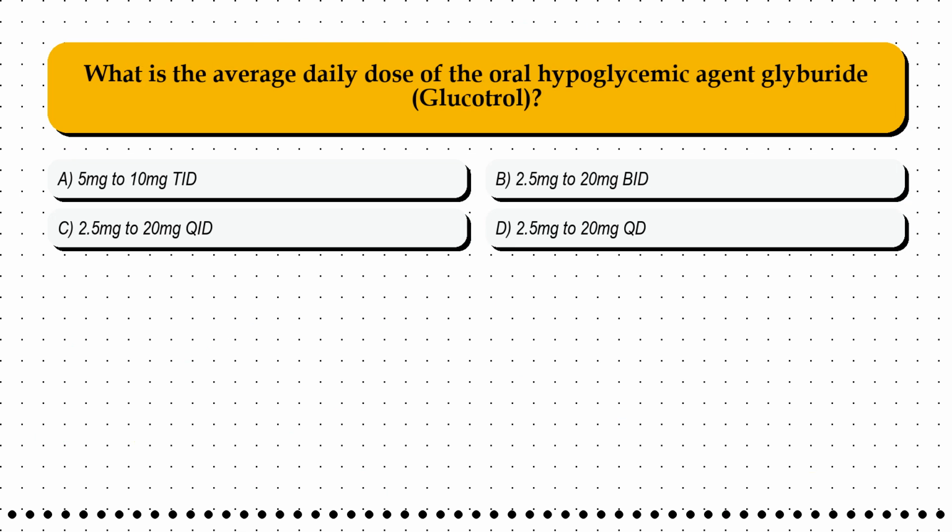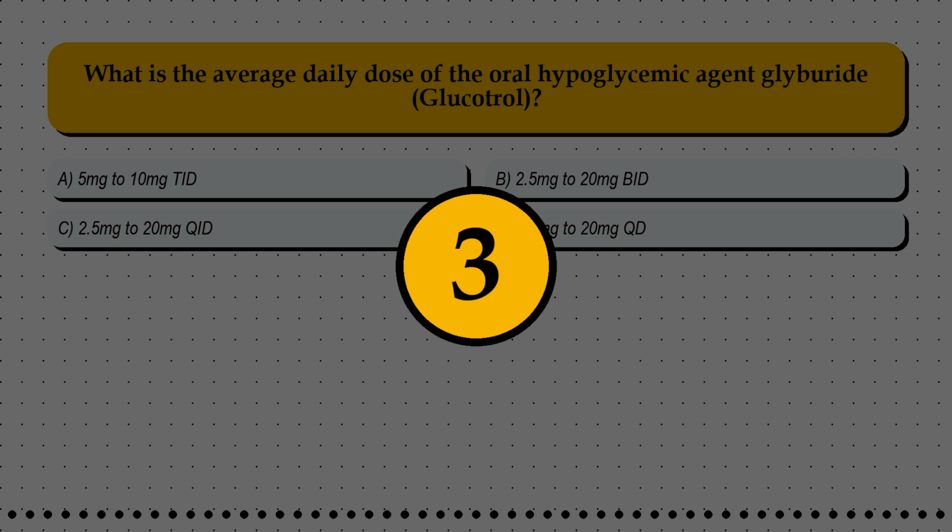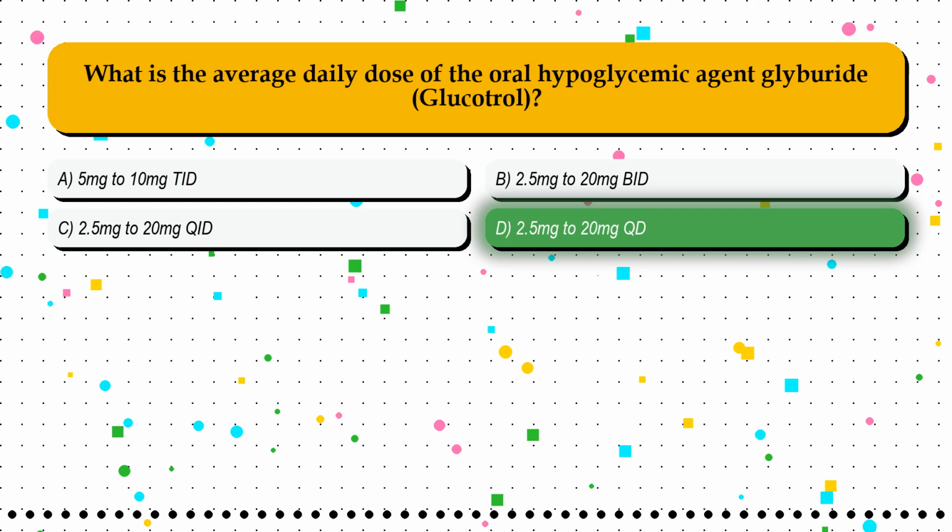Question 48. What is the average daily dose of the oral hypoglycemic agent glyburide, glucotrol? Option A, 5 mg to 10 mg TID. Option B, 2.5 mg to 20 mg BID. Option C, 2.5 mg to 20 mg QID. Option D, 2.5 mg to 20 mg QD. The correct answer is option D, 2.5 mg to 20 mg QD.